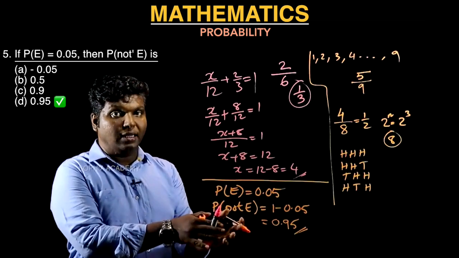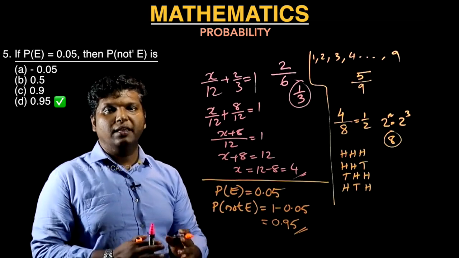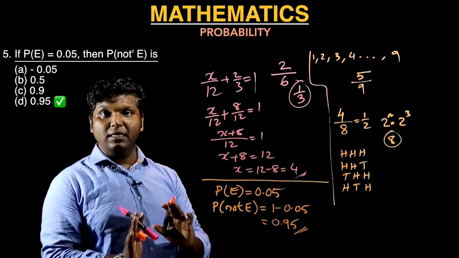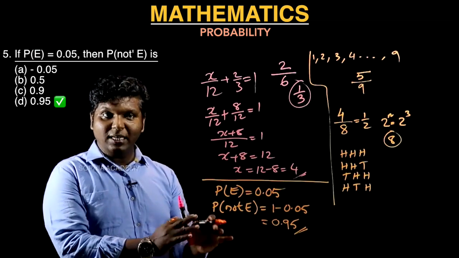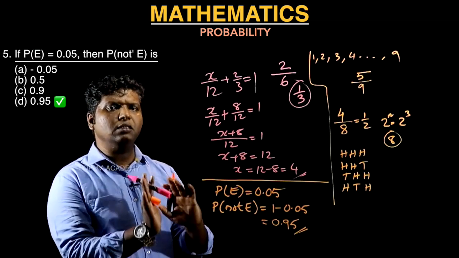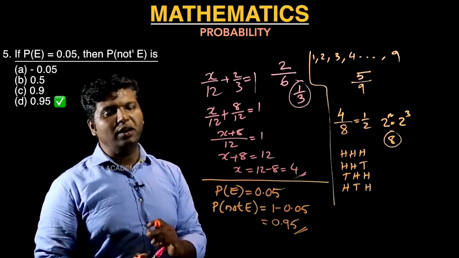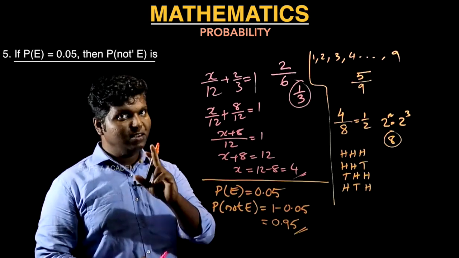If some probability is given, and they are asking to find the probability that it will not happen, at that time it's the negative of that one. So every time just subtract it from 1. That will be your answer because the total probability is 1.